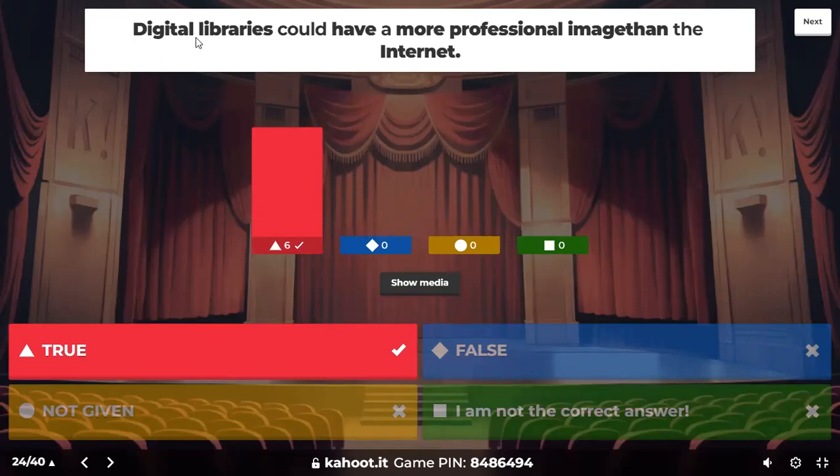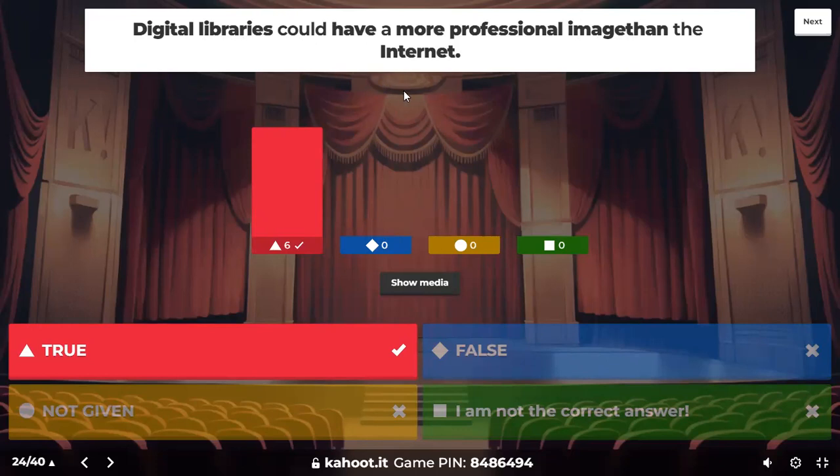Okay, now here, for these statements you have to be clever guys. First of all, read the statement. Khawla said it's a claim. But what is the writer doing? Well, he is comparing two things. When you go through the paragraph, you should identify the part in which the writer makes a comparison between digital libraries and the internet. He said that digital libraries could have a more professional image than the internet.